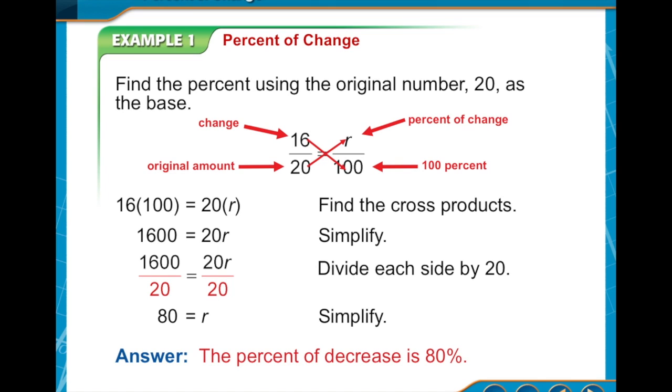And that makes sense because we started with 20, we ended with only 4, so it changed a lot, almost 100%, a little bit less than that. So we see here our percent of change, 80%, that makes sense. So we're good to go on this example.